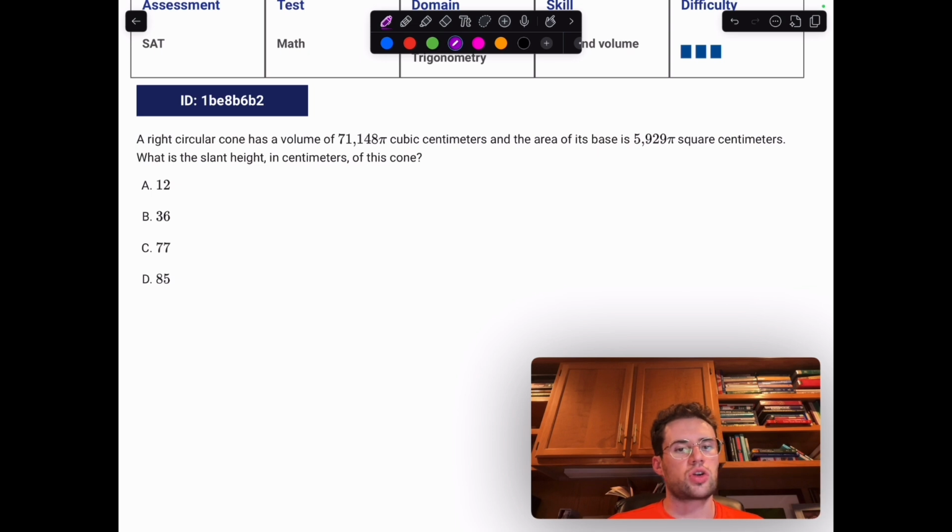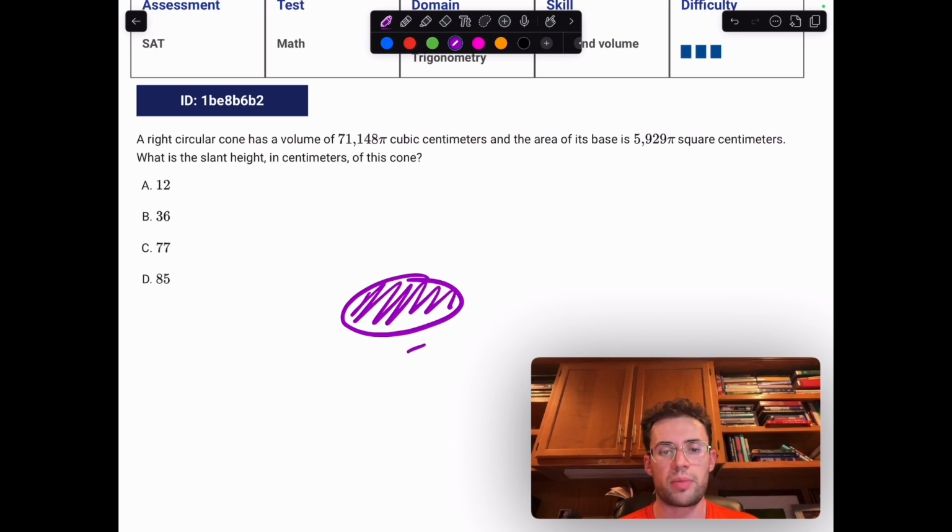A right circular cone has a volume of 71,148 pi cubic centimeters, and the area of its base is 5,929 pi square centimeters. What is the slant height in centimeters of this cone? The area of the base, so you don't even have to do pi r squared. They already gave you the area of the whole base is 5,929 pi.